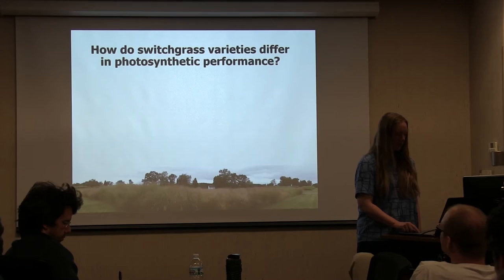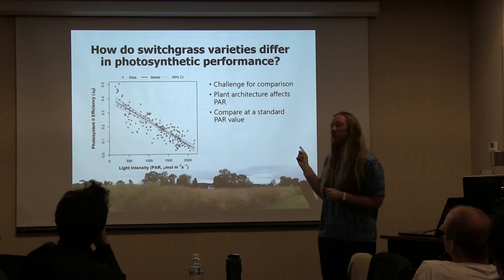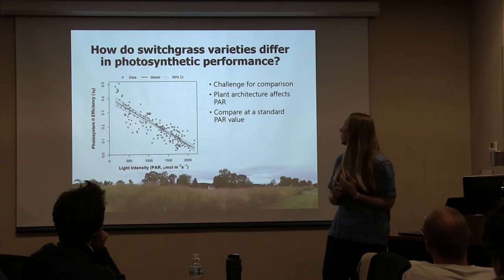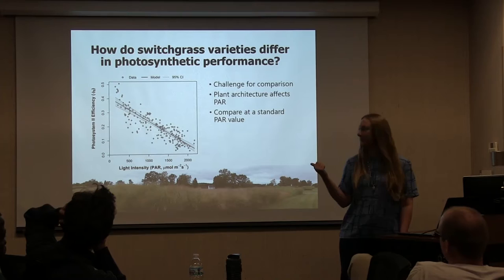So first thing, like we already talked about, to answer this question of how these switchgrass varieties, I had 12, varied in photosynthetic performance, there were really challenges for just taking the values that I measured for those 12 varieties and saying, what are the average differences? Because of all the correlations with light availability. So this is my data here, and I have light intensity on the x-axis measured by the unit, and the Phi2 photosystem efficiency on the y-axis. And this is a really, really strong correlation.